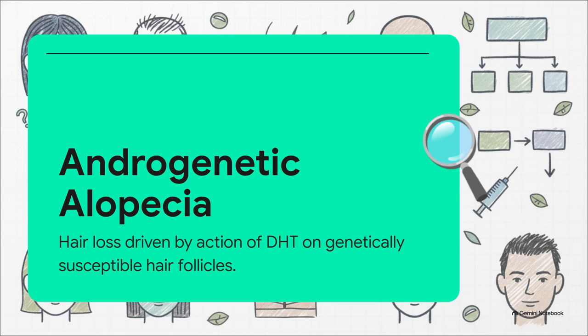That DHT then binds to susceptible follicles and just relentlessly shortens their growth phase over time. In men, you usually see this starting at the frontotemporal areas and the vertex. In women, it usually presents a bit differently, often as a diffuse widening of the central part, sometimes referred to as a Christmas tree pattern.